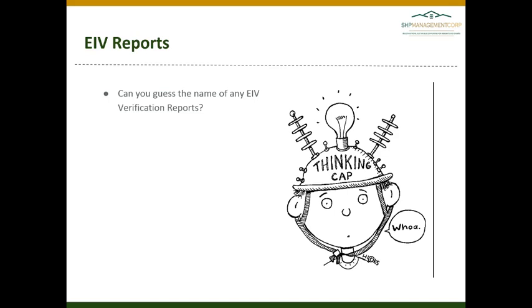So if you've used any EIV reports in the past, you may be able to guess the name of one of the verification reports, such as the multiple subsidy report or identity verification. Income reports you may be familiar with. There is an EIV report called the income report. There's also the income discrepancy report.